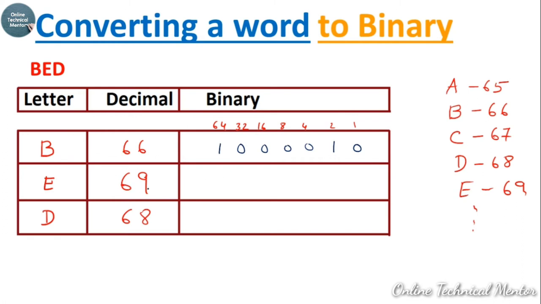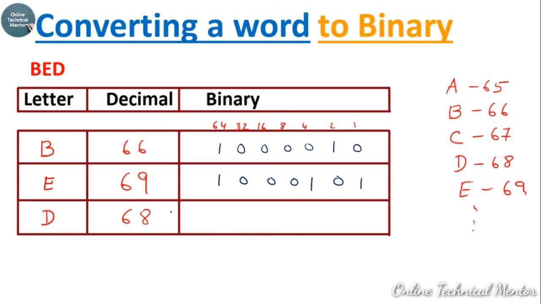Next, convert 69 to its binary. 69 means 64 plus 4 plus 1. So that will be 69. So just write down 1 under 64, then under 4 write down 1, and write down 1 under this 1, and write 0 in other places. So this is the binary of 69.